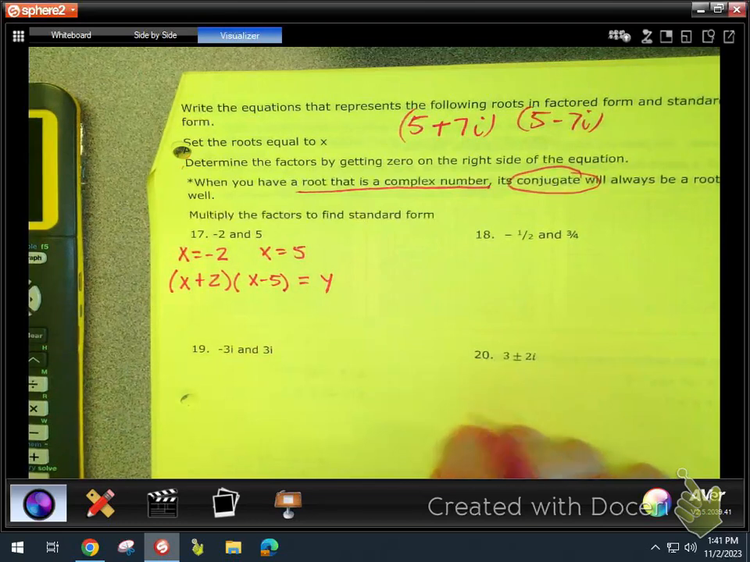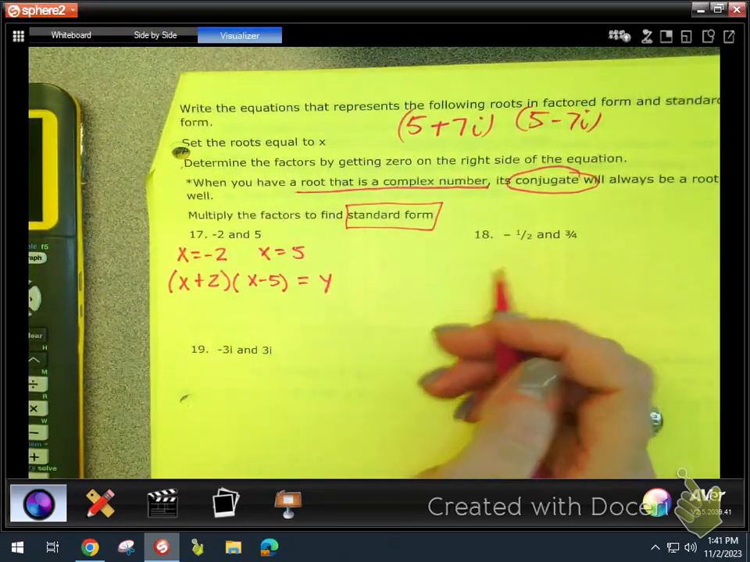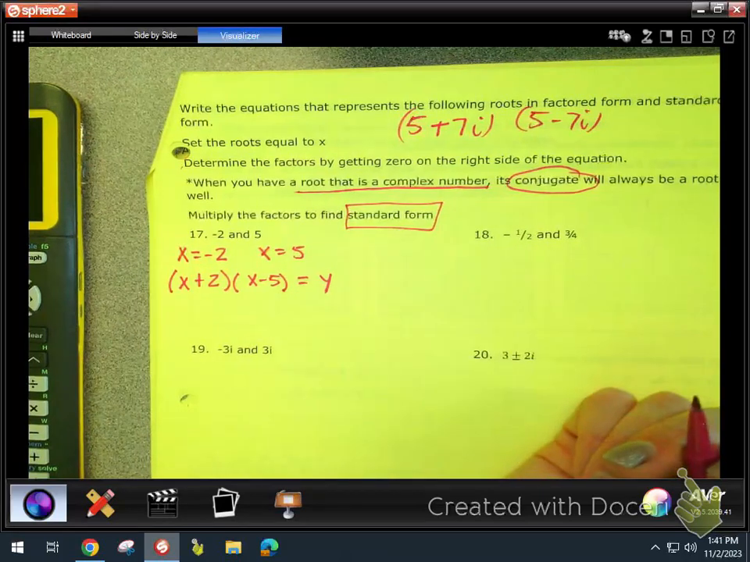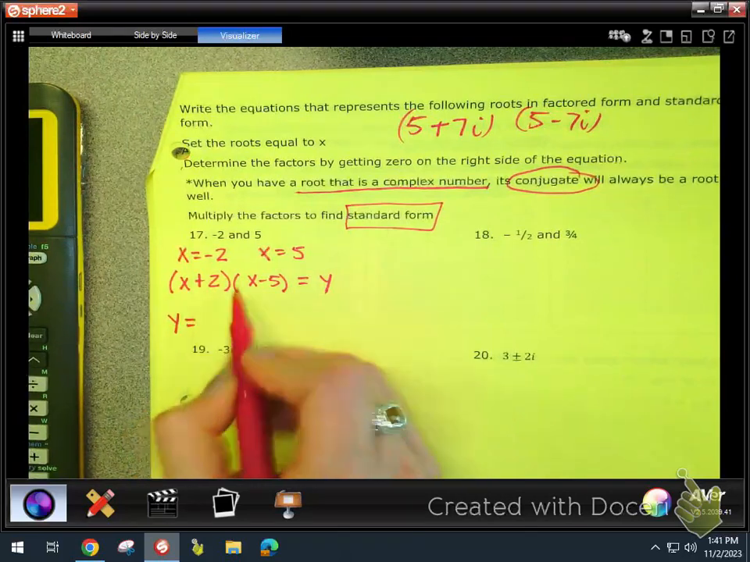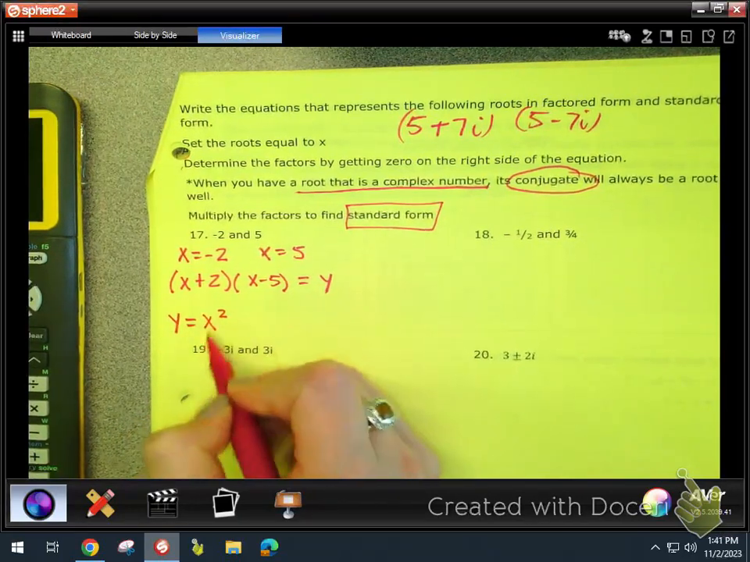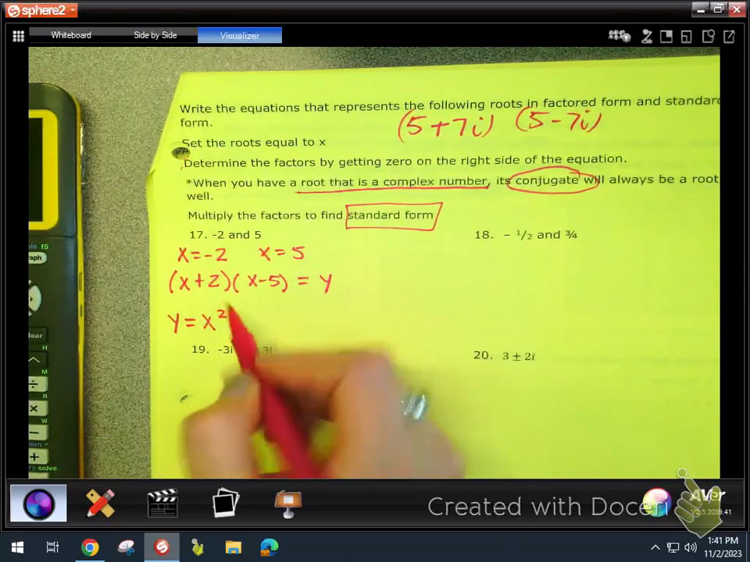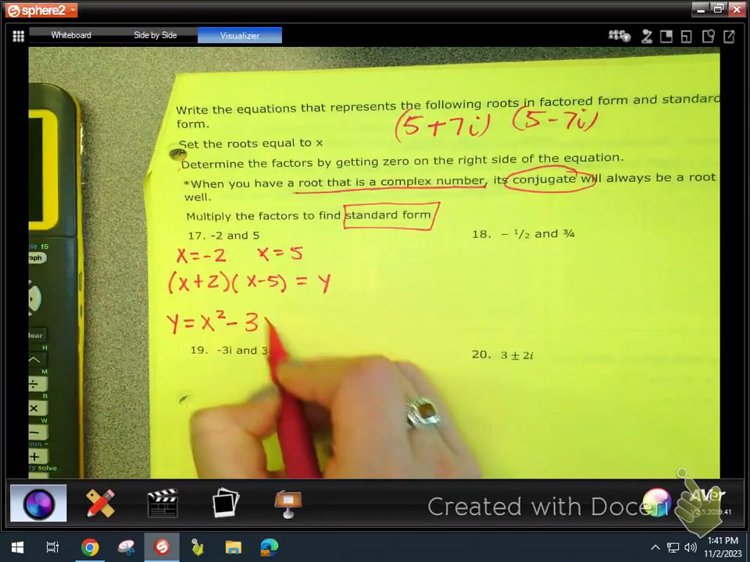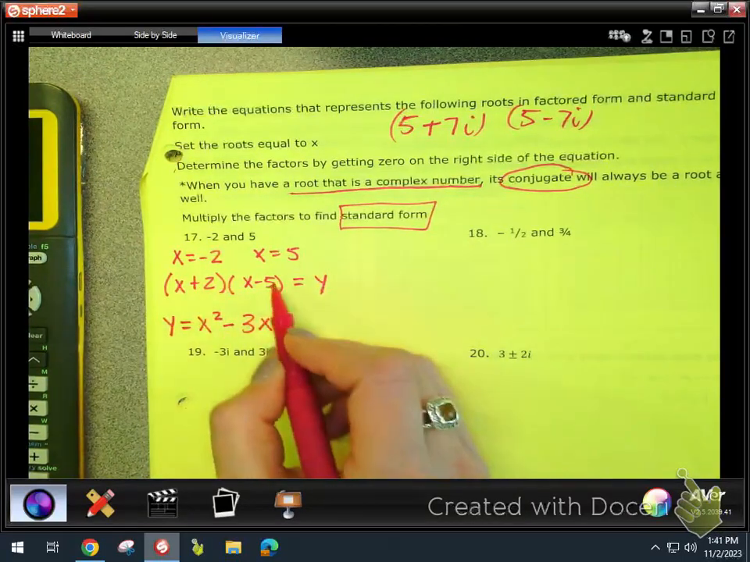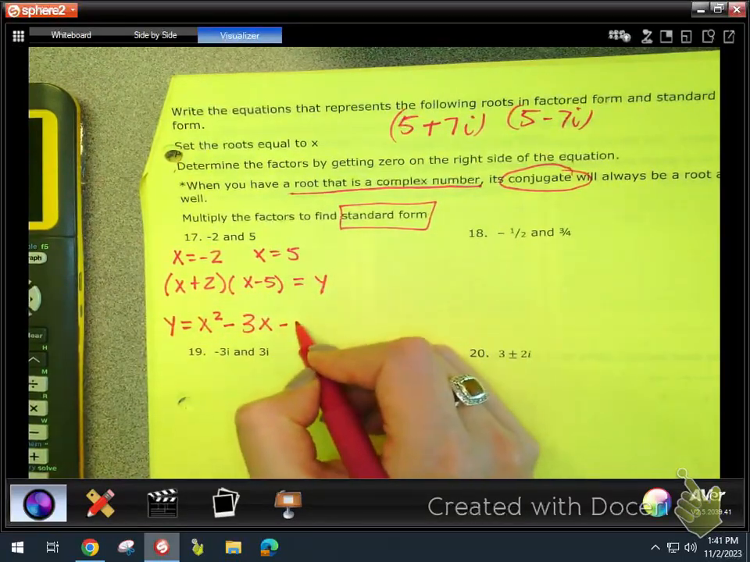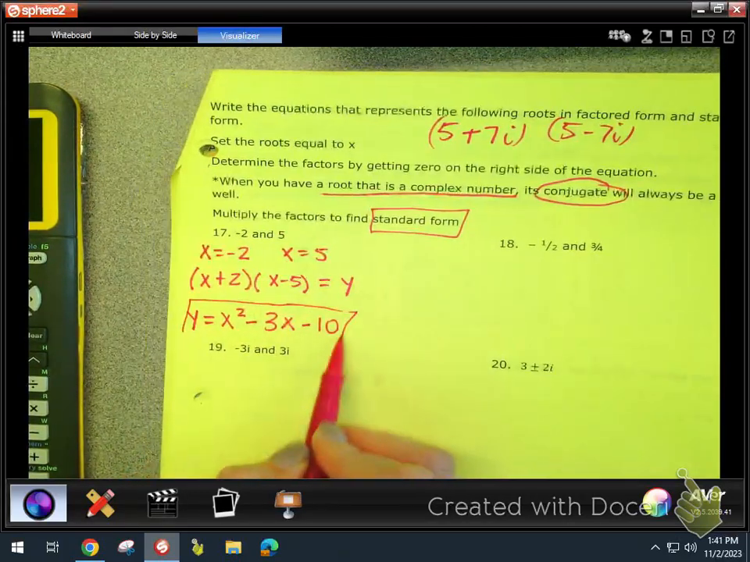But what form did I want you to be in? Standard form. And so we're going to do what we did in unit 4 and we're just going to multiply that out. I'm going to put the y equals in the front. So we would FOIL. x times x is x squared. x times -5 plus 2x. We okay if I do that in my head? And then -5 times +2 is -10. And there's your standard form equation. So that's all it is.